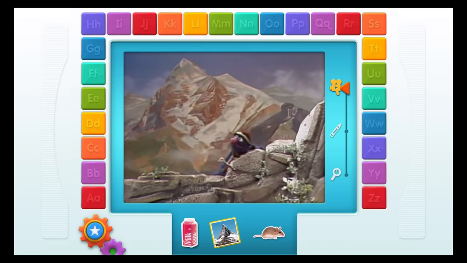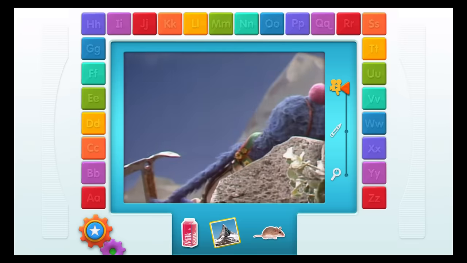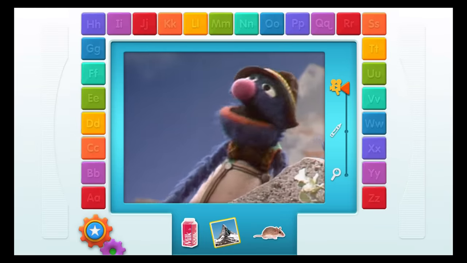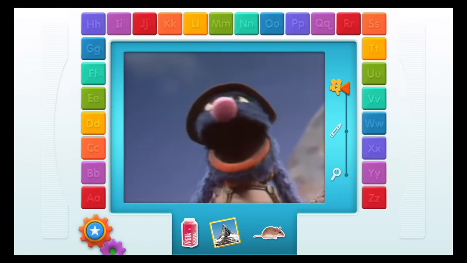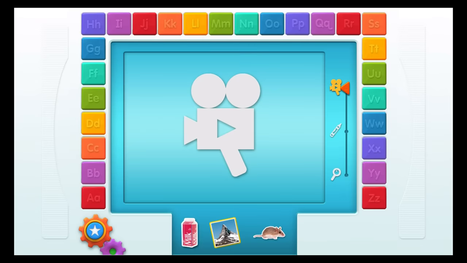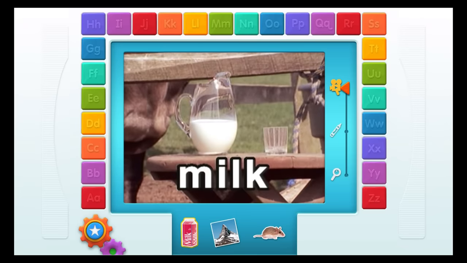Mommy. Mountain climbing is harder than I thought. M. Mountain. Touch another thing that starts with your letter. M. Milk. Milk.